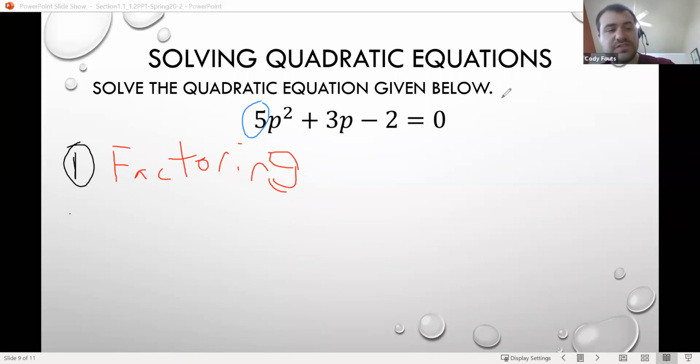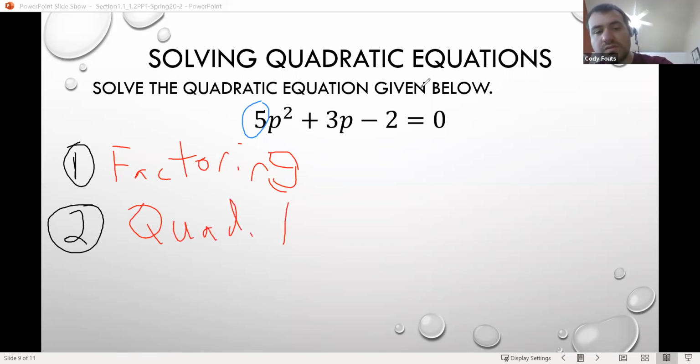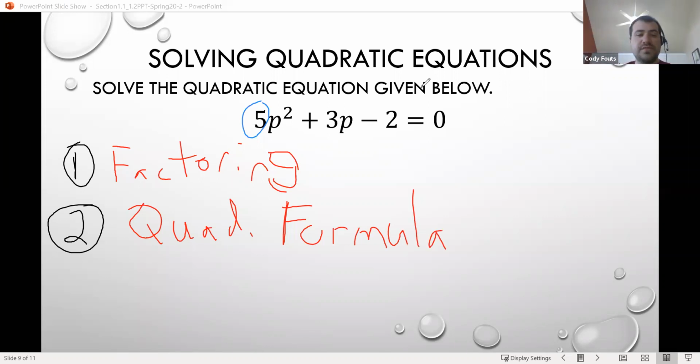Okay, so that's the first thing we want to try, and generally, if possible, we want to try to factor first. But if factoring doesn't work, then our other option is to use the quadratic formula. Okay, so that's the other way you can solve this if you don't want to factor.